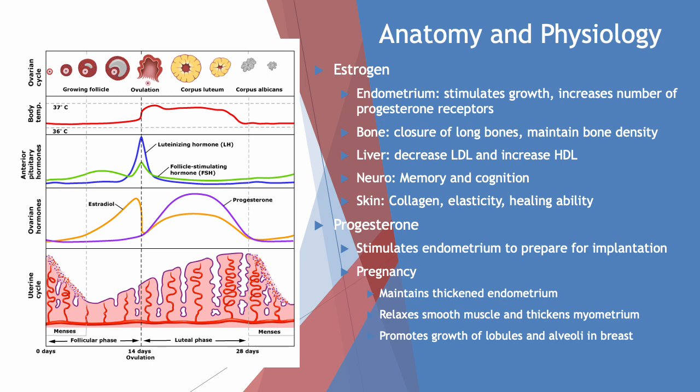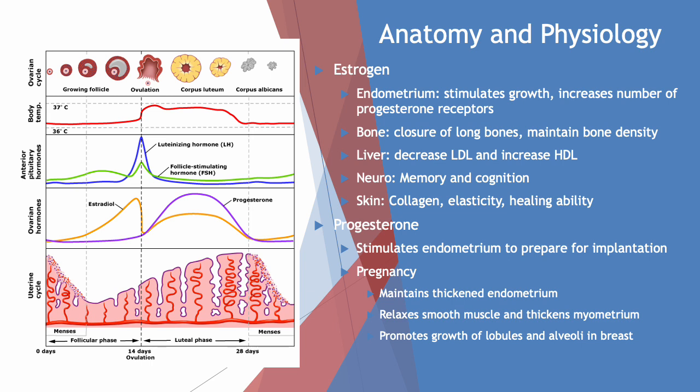And the next is progesterone. This hormone stimulates the endometrium to prepare for implantation. So it's stimulated by the LH surge that occurs right before ovulation. And so the LH stimulates the corpus luteum to secrete progesterone. And in pregnancy, the progesterone is responsible for maintaining the thickened endometrium and also relaxing the smooth muscles of the myometrium and thickening the myometrium.